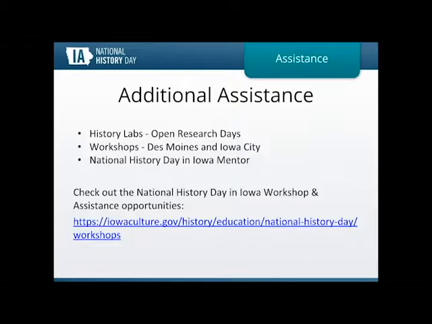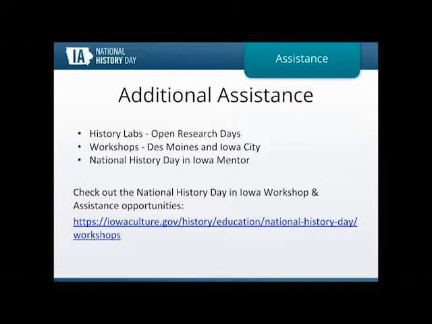Wonderful, thank you. And finally, if you're looking for additional assistance with the exhibit category or research itself, we do have a couple opportunities you can invest in. History labs are open research days across the state from October through January. We partner with libraries across the state, special collections, and other historians to help with research. If you're interested in attending a history lab, please check out the National History Day calendar on our website and you can register for one.